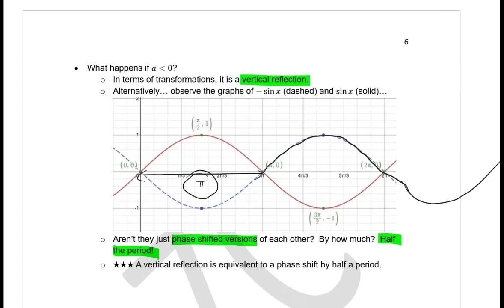If you don't want to deal with a vertical reflection, it is equivalent to a phase shift by half the period. Okay, this is a little more advanced, but this is helpful, especially when you get into modeling. So that's why I'm going over it. Okay.